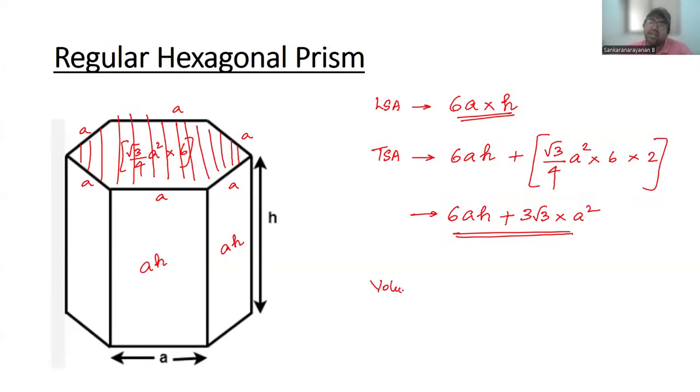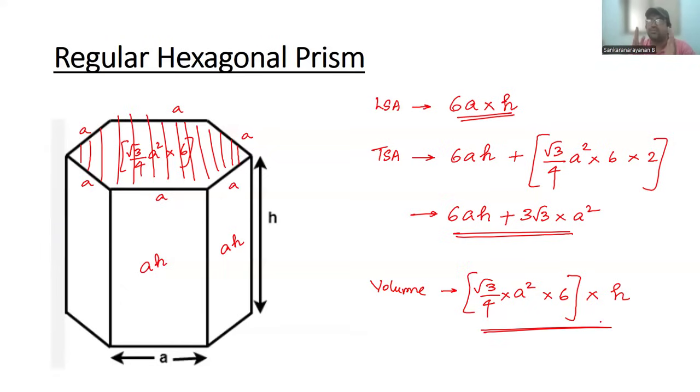Volume, if you're going to calculate, please note the volume will be nothing but base area into height. Base area will be root 3 by 4 A square for one equilateral triangle. Like that, 6 are there. So the base area I have calculated is root 3 by 4 A square into 6, into height. Got it? Just do this, and you will get the answer.